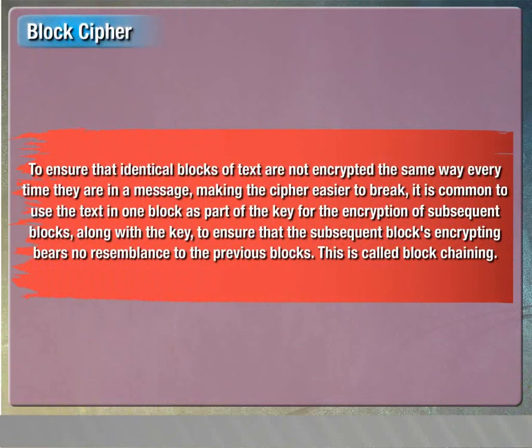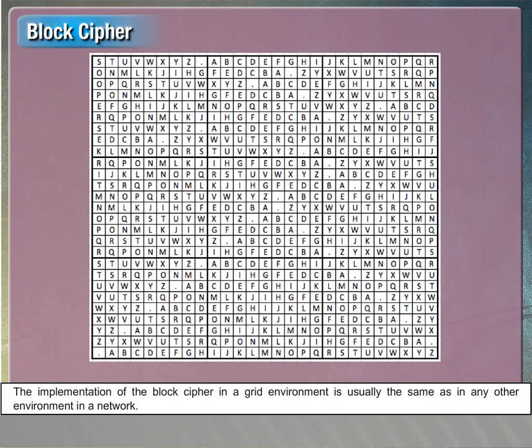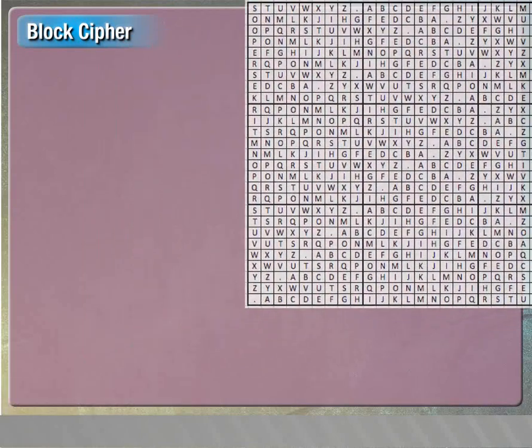To ensure that identical blocks of text are not encrypted the same way every time they are in a message, making the cipher easier to break, it is common to use the text in one block as a part of the key for the encryption of subsequent blocks, along with the key, to ensure that the subsequent block's encrypting bears no resemblance to the previous blocks. This is called block chaining. The implementation of the block cipher in a grid environment is usually the same as in any other environment in a network.